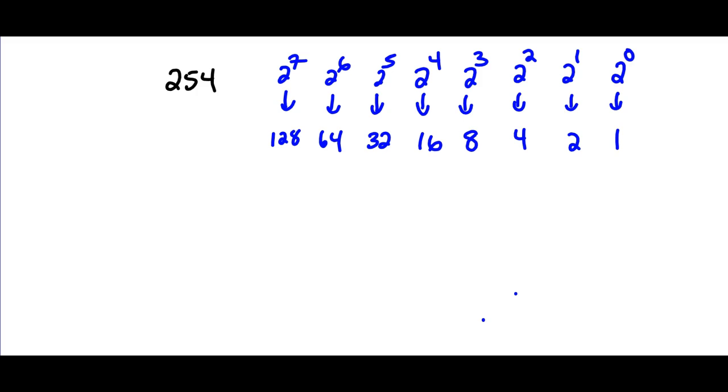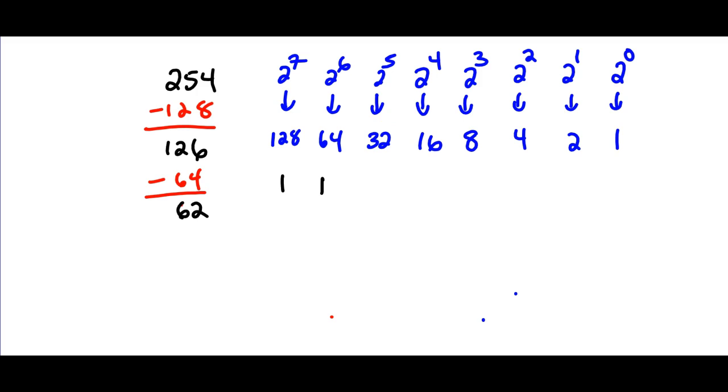And so the first thing you do is take this largest number right here and subtract it from 254. And what do you get? It should be 126. And so I subtracted 128 from it, so I'm going to put a 1 underneath that. Next thing I'm going to do is subtract 64 from this number. So subtract 64. And I get 62. I subtracted 64 from it, so I put a 1 underneath that.